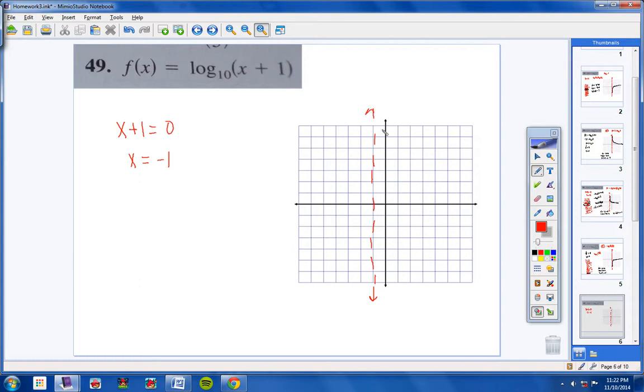Now, we know we're not going to go to the left, because if you put a negative 2 in right here, you'd have negative 2 plus 1. You would be taking the logarithm of a negative number, negative 1. So, we know we're going to go to the right for our table of values. So, here we go.